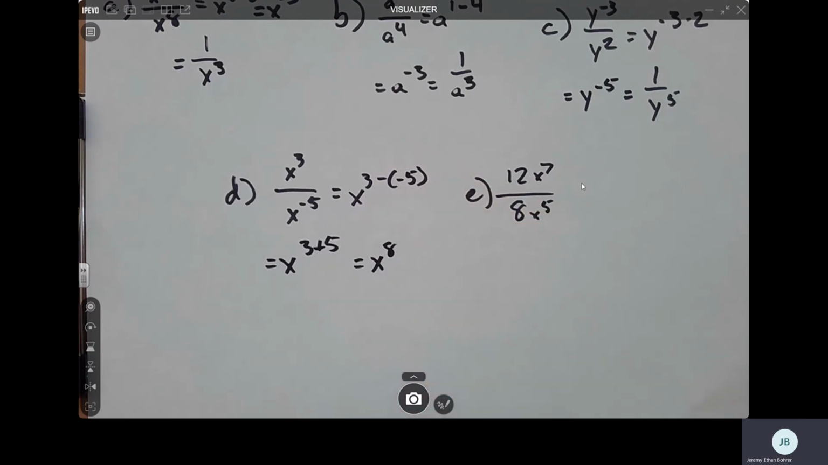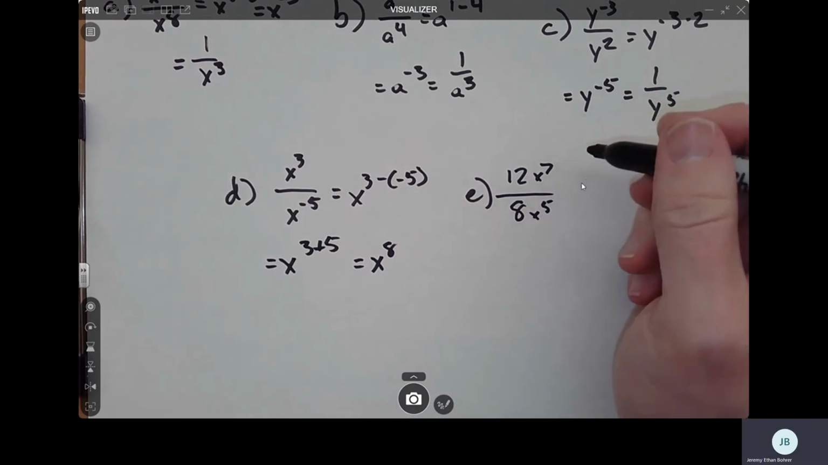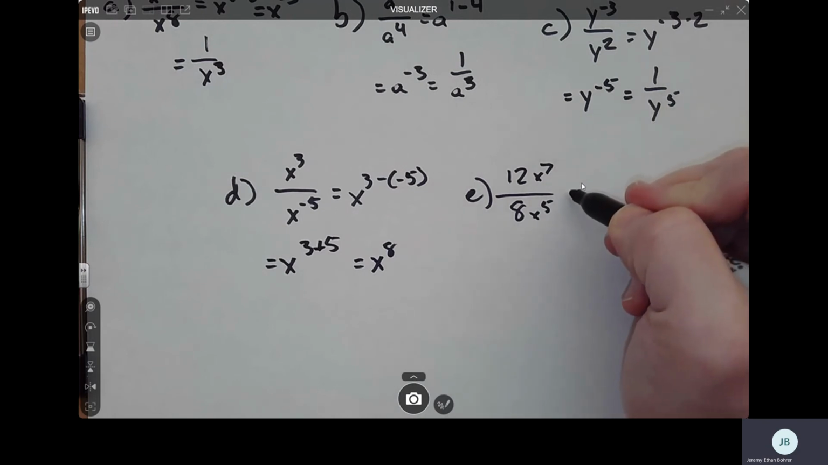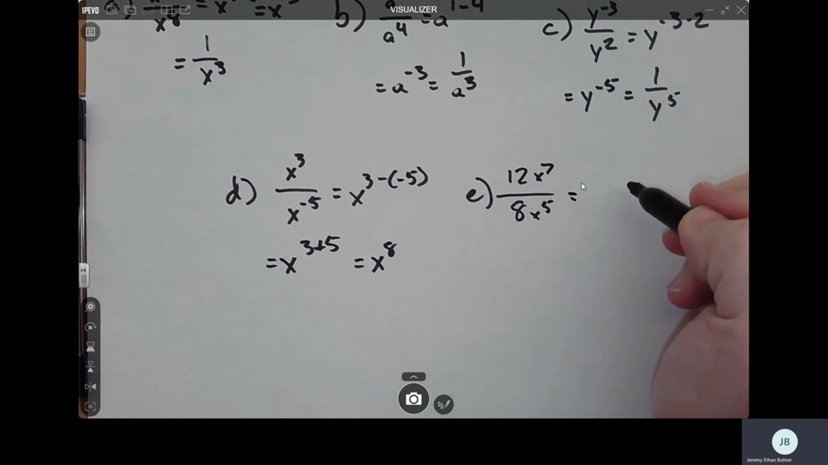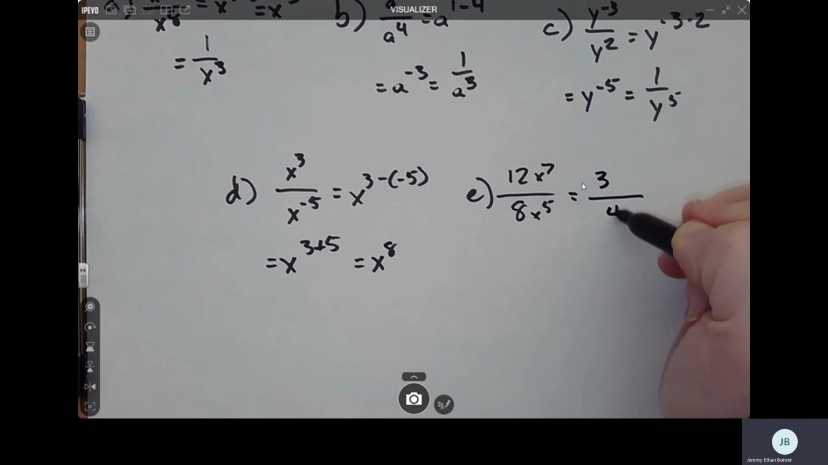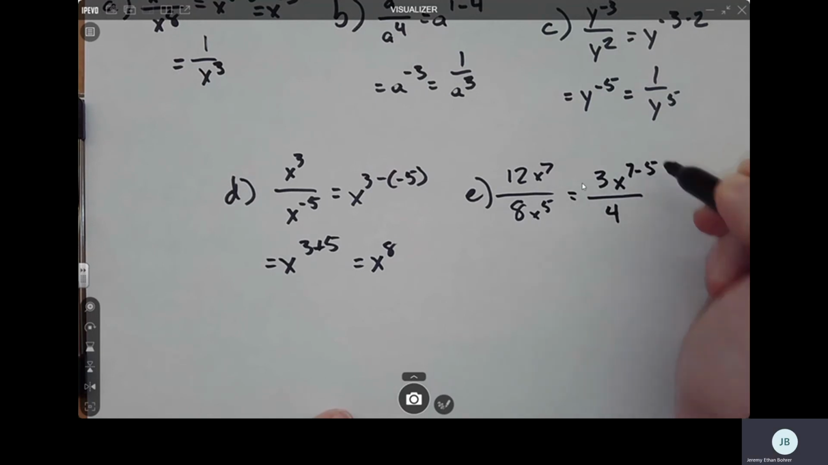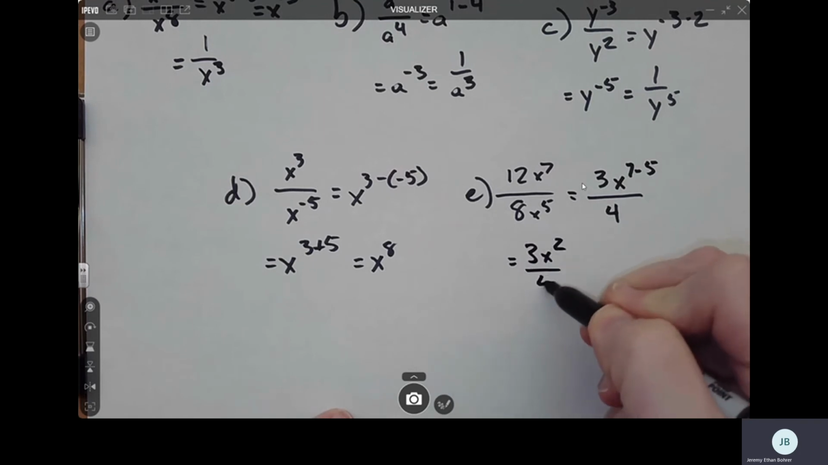They don't always wind up in a fractional form. Finally, we've got 12 times x to the 7th over 8 times x to the 5th. With our 12 over 8, we're just going to simplify those as much as possible by dividing each by 4, which will give us a 3 in the numerator and a 4 in the denominator. And then we've got x to the 7th over x to the 5th, which is x to the 7 minus 5, or x squared. So 3x squared over 4 is our solution.